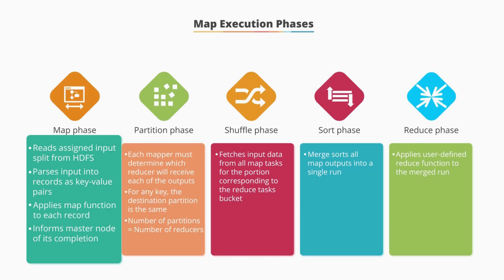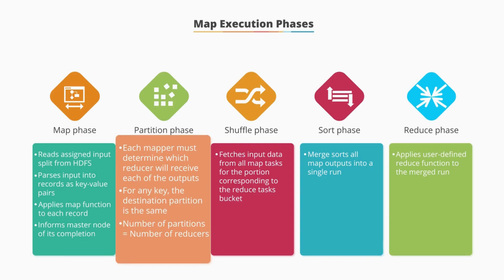Furthermore, input is parsed into records as key value pairs. The map function is applied to each record to return 0 or more new records. These intermediate outputs are stored in the local file system as a file. They are sorted first by bucket number and then by a key. At the end of the map phase, information is sent to the master node after its completion.